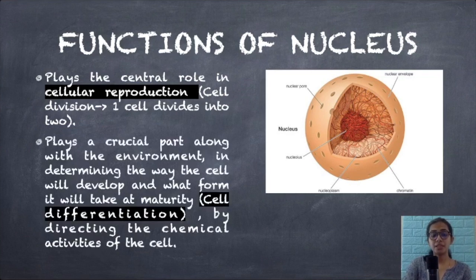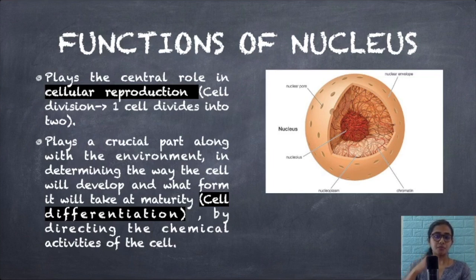And it also plays a crucial part, along with the environment, in determining the way the cells will develop and what form the cell will take at maturity, right? That is nothing but cell differentiation, the process through which a cell develops and organizes itself to form its final structure. That whole process is called cell differentiation. That means a basic cell differentiates itself into what it's supposed to do and how it's supposed to look.